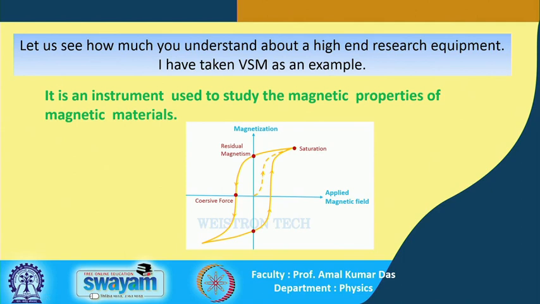So now the question is this: how to experimentally measure the magnetization of a magnetic material as a function of magnetic field. Okay. So, that is what we need, an instrument, an experiment to measure such a parameter.